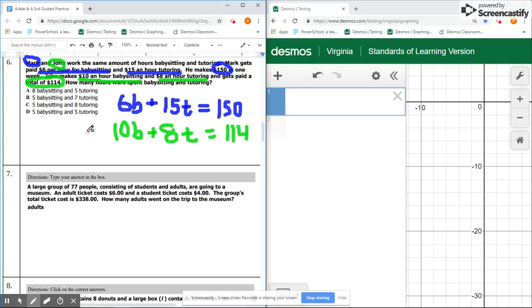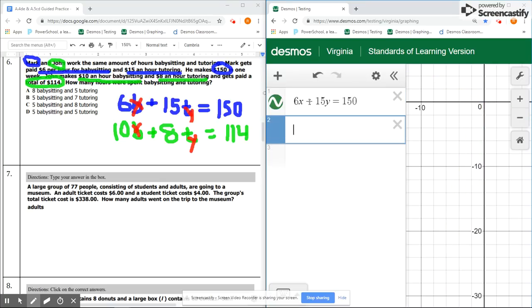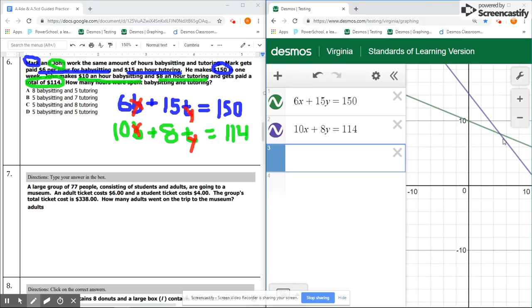$114. Now this is a system of equations, so what we need to do is type this into Desmos and find the solution. Remember, if we're going to find a graph here, we need to have x's and y's, so I'm just going to change this quick. X's and y's, and when we plug it in we'll get 6x plus 15y equals 150, and we will get 10x plus 8y equals 114. So here is my system.